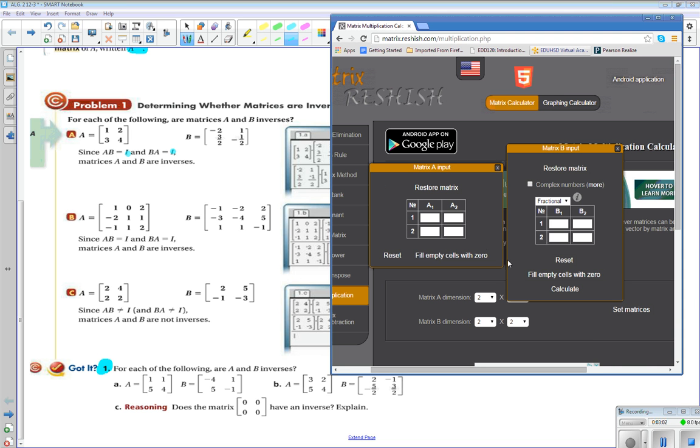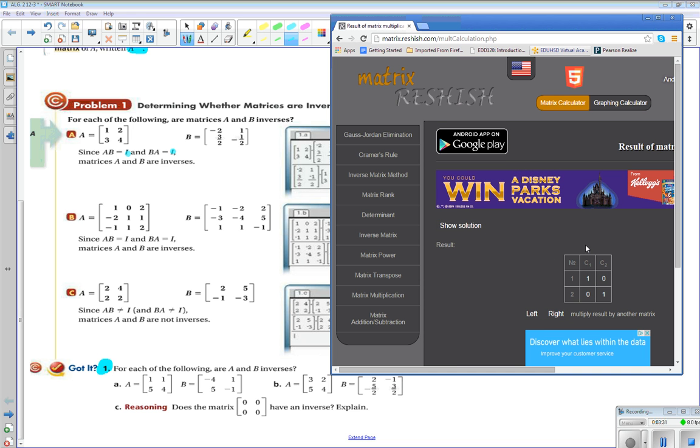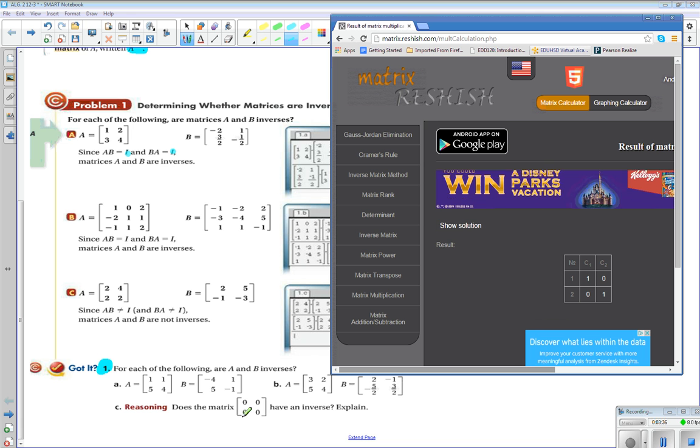And then I'm going to set the matrices. So I'm going to put my first matrix in here, 1, 1, 5, 4, and the second one here, negative 4, 1, 5, negative 1. And then I'm going to calculate. And when I do, I get my matrix is 1, 0, and 0, 1. So that checks out for A times B.